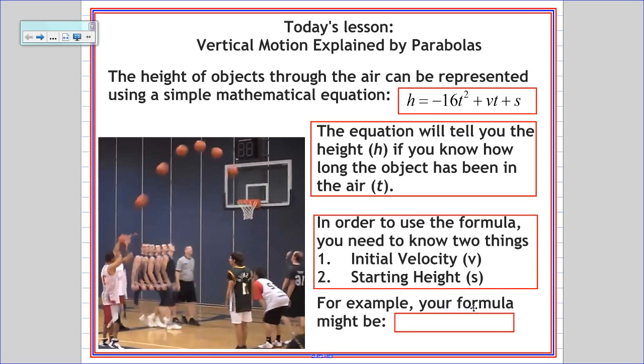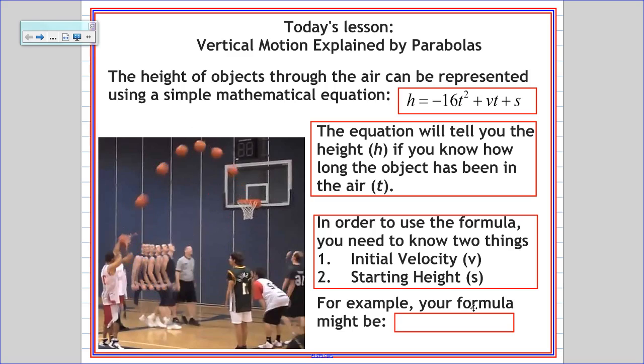In order to use this formula, you need to know two things. When I launched or threw my object, what was its initial velocity and what was its starting height? Let's take a look at this basketball player for a second. There's a difference between this shot and the shot of someone who is shorter but uses the same trajectory. That's what would happen if you changed the s value, or the starting height. The other one is the initial velocity.